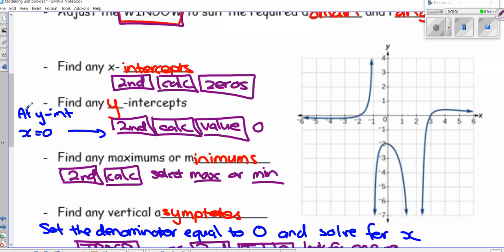So here's a pretty crazy graph. This one's got a few features to it. It would have an x-intercept here. Does it have any y-intercepts? Yeah, it's got a y-intercept. Does it have any maximums or mins?